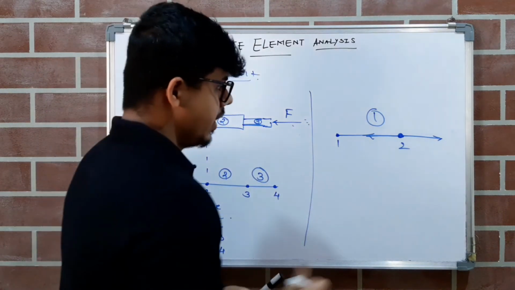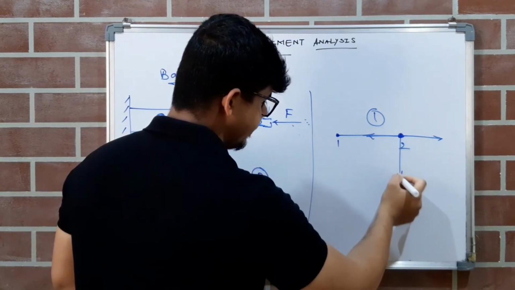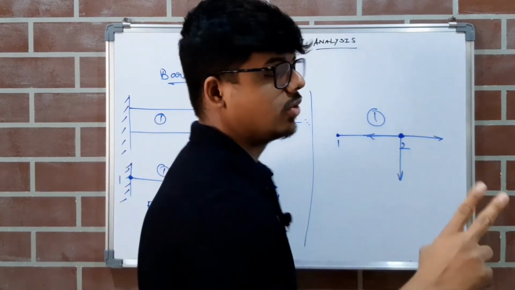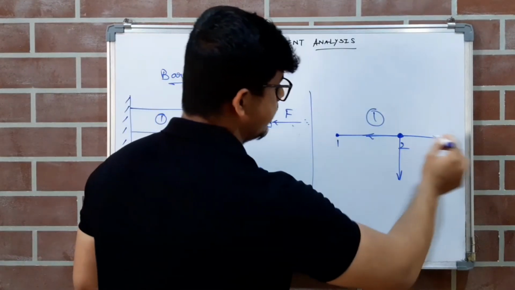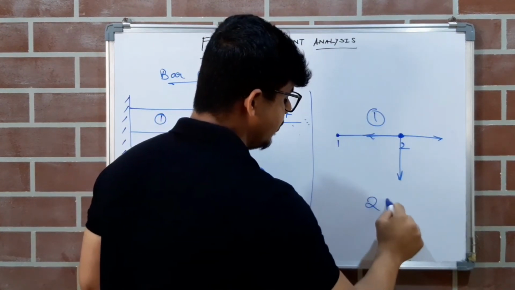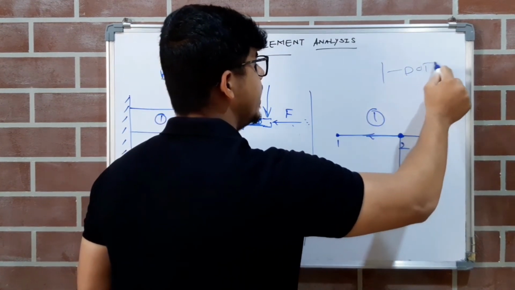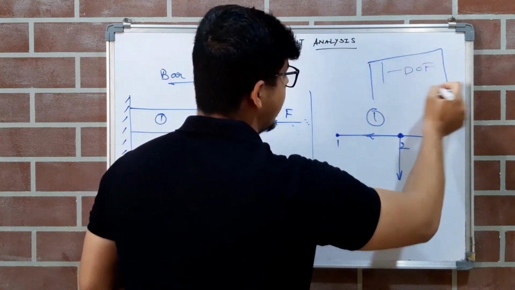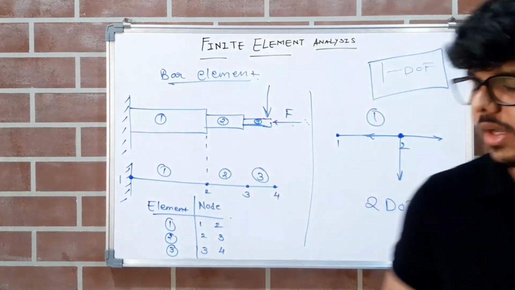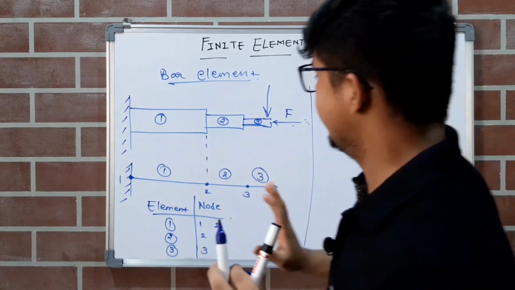Now imagine, suppose we are applying force in this direction, then obviously this node will move here, right? Now you can say that node 2 has 2 degrees of freedom. Why? Because the node can move in this direction and the node can also move in this direction. So in this case we will have 2 degrees of freedom, but in the previous case we have only 1 degree of freedom. So in bar element we will have 1 degree of freedom. So I hope you know the concept behind degree of freedom, right? So this was about degrees of freedom and the element node connectivity table.